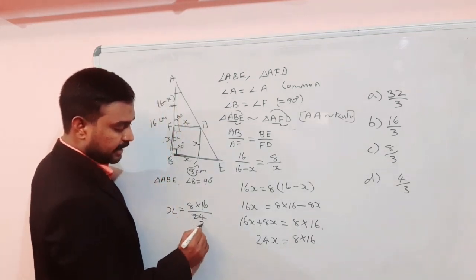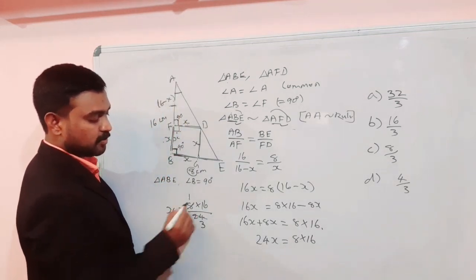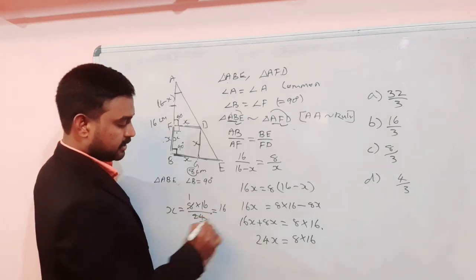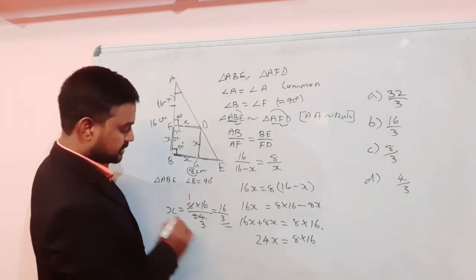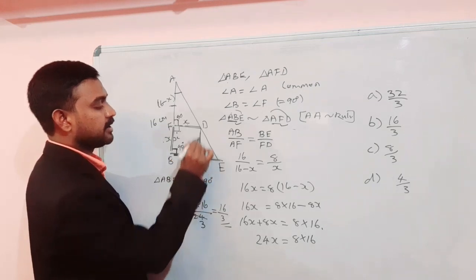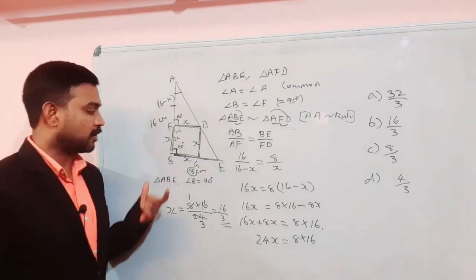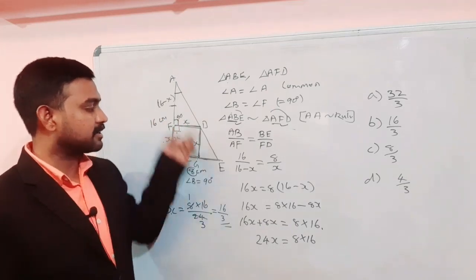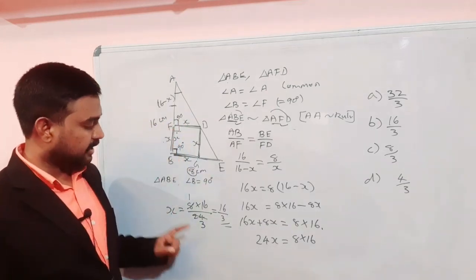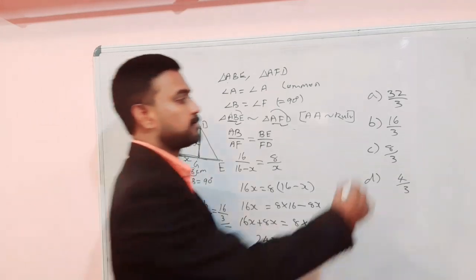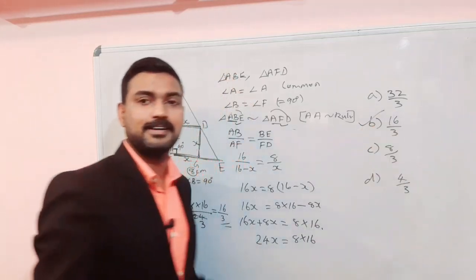24 means there will be 3 eights. In 8 there is 1. So 1 into 16, 16. And here 3, so 16 by 3 is x. X is the side of our square. That is the question: what is the maximum square possible to draw inside this triangle, which is x, and we got the answer 16 by 3. Option B, 16 by 3 is the right answer.